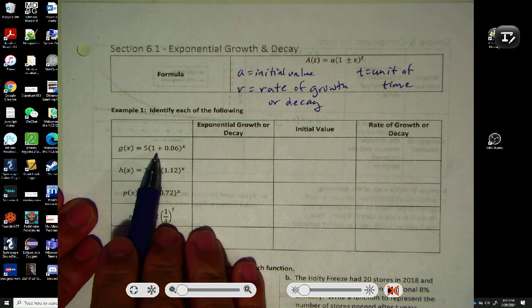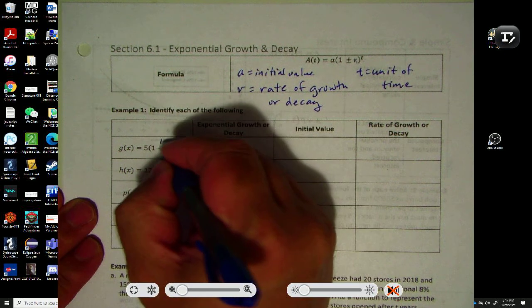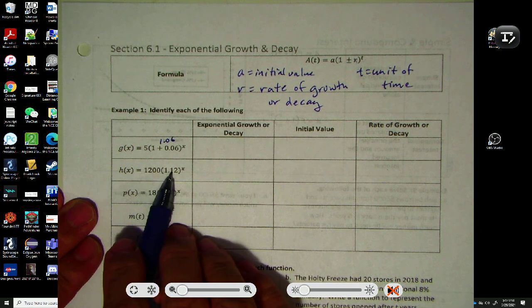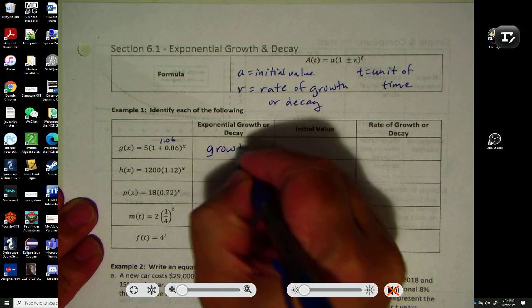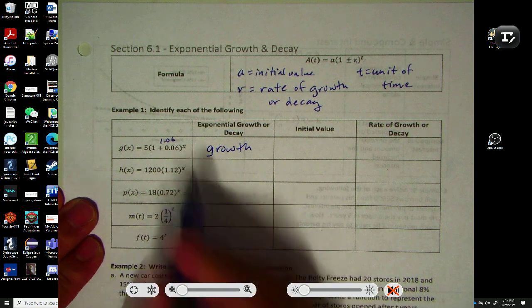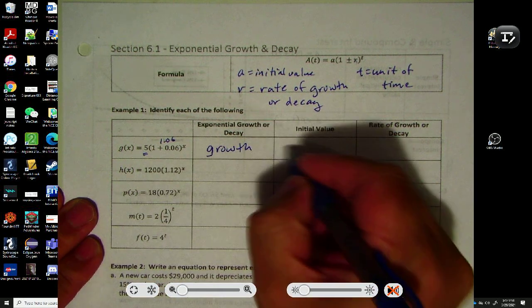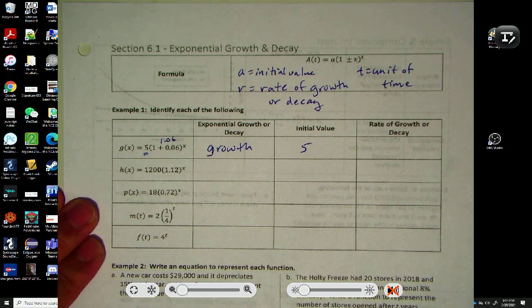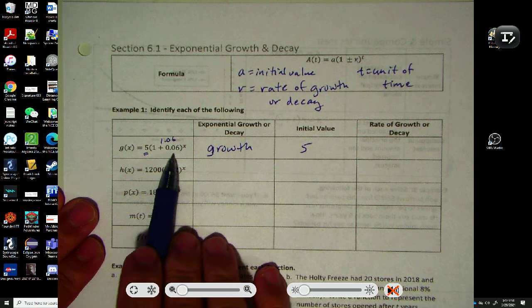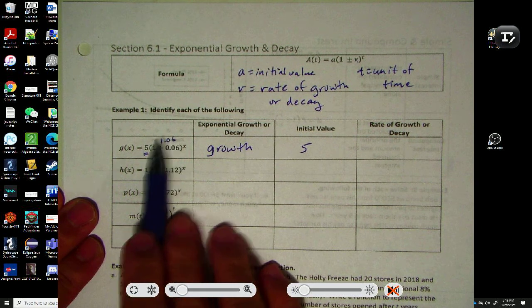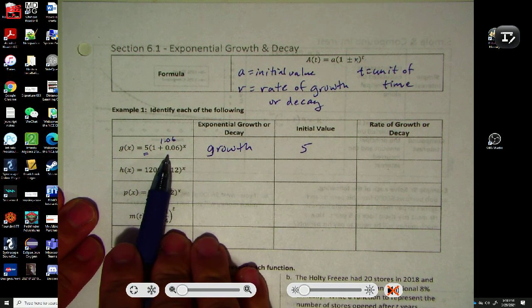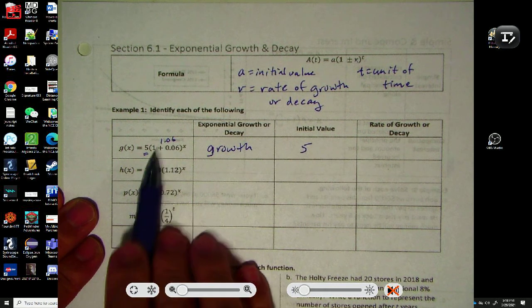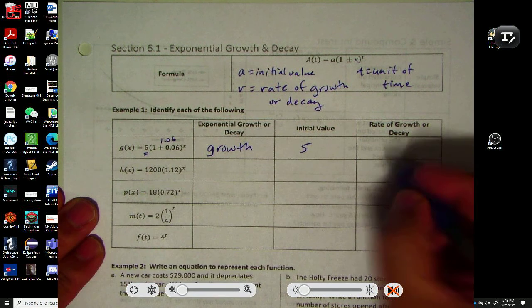So here, if you think of this as just 1.06, that's what 1 plus 0.06 is. This is a growth problem, right? This formula represents exponential growth. What is the initial value? The initial value is here, so it's just 5. What is the rate of growth or decay? The rate of growth is this part. It's the 6%. It's how far this value, the 1.06, is from 1. Well, you could just subtract 1 from it. If you get a negative answer, just drop the negative. You want the absolute value of the difference between the base of the exponent and 1. So here it's 0.06.